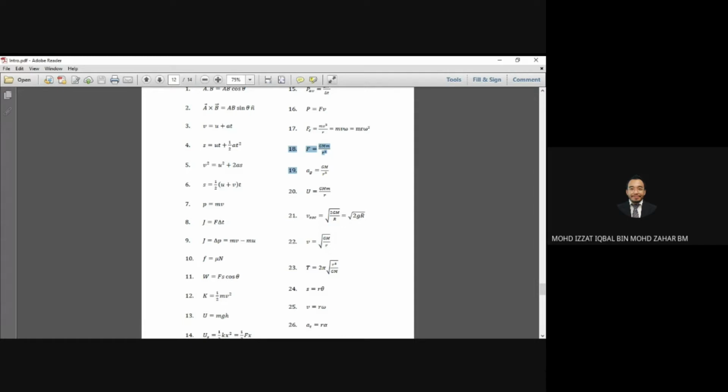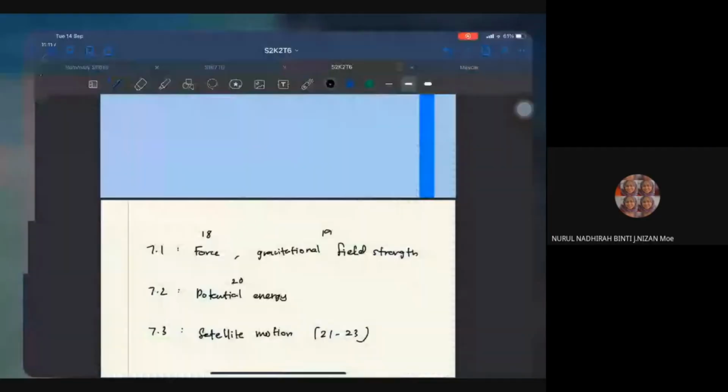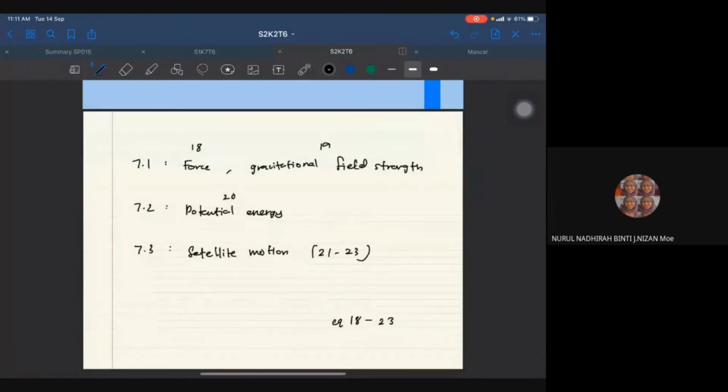Now, I'm going to share back my screen on my iPad. Manakah dia? Sekejap saya cari.